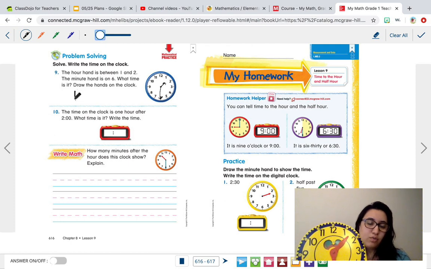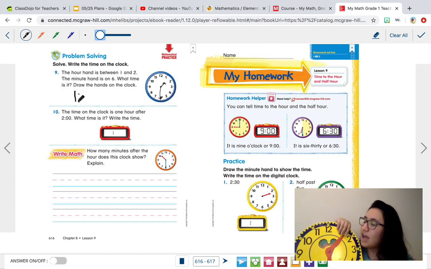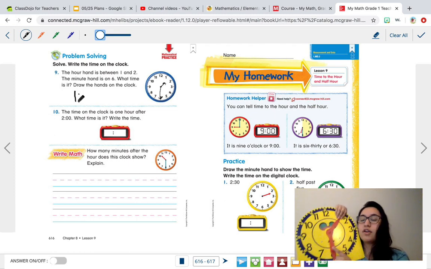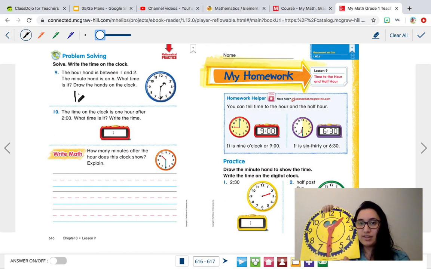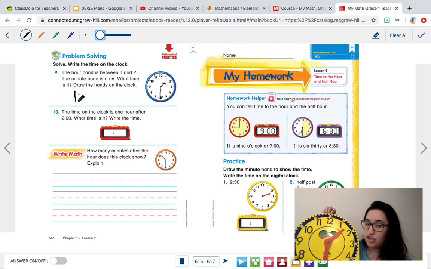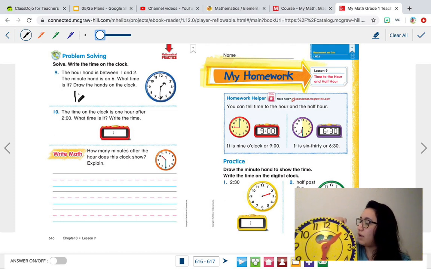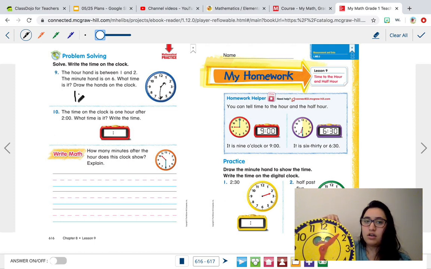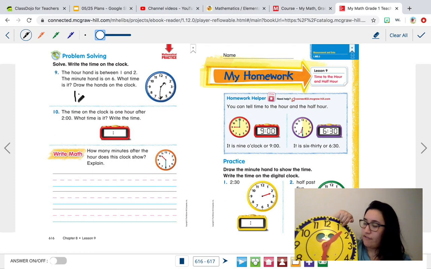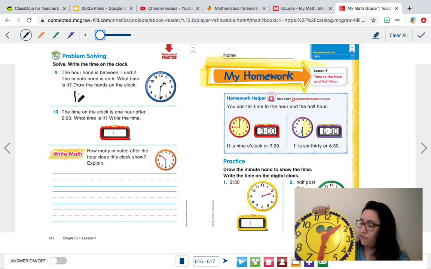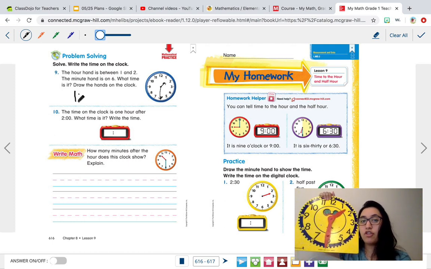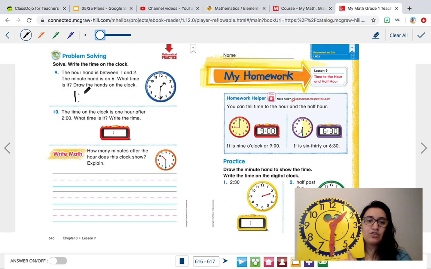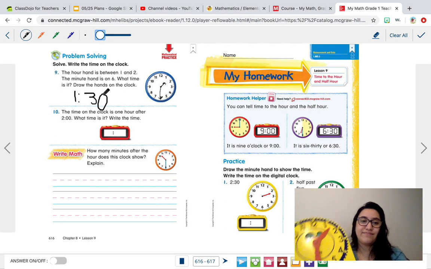So we know the hour is 1, but it's not just 1 o'clock, because if it was just 1 o'clock, the minute hand would be up here on the 12. That's not the case. The minute hand is all the way down here at the 6. So what we could do to check what time it is, we can go, here's 1 o'clock, it's going to be 1:05, 1:10, 1:15, 1:20, 1:25, 1:30, okay? So the time is 1:30.